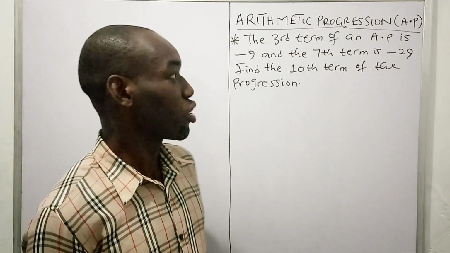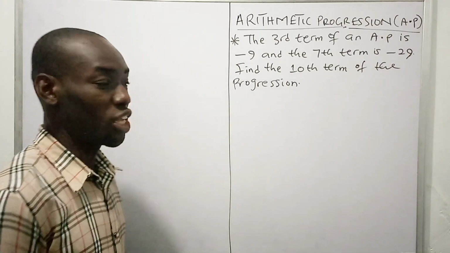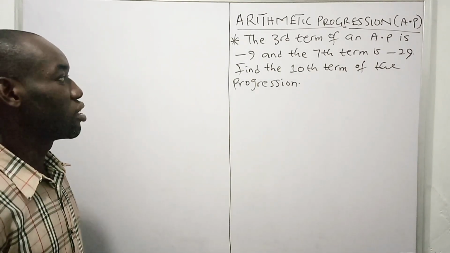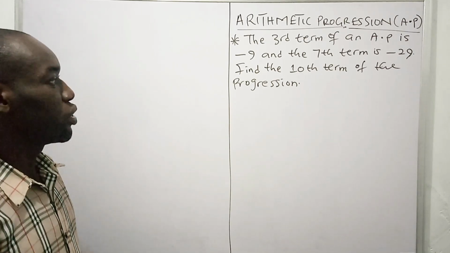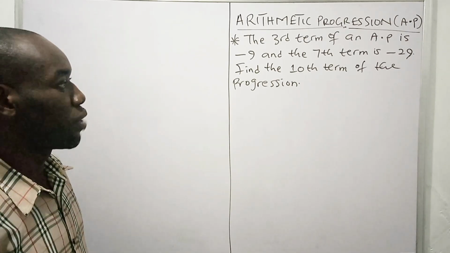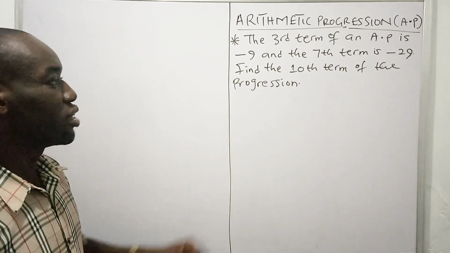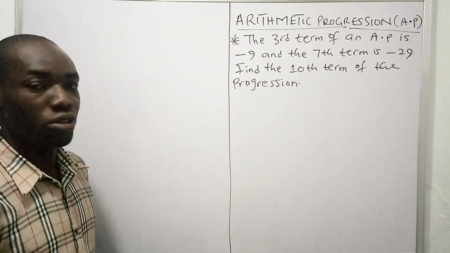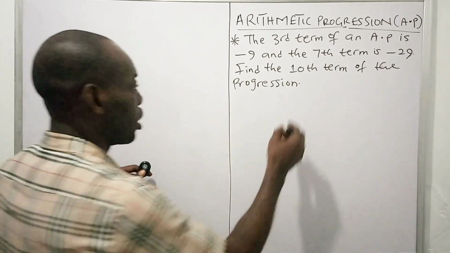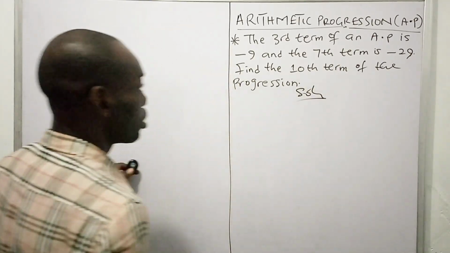On today's lecture, we're looking at arithmetic progression, known as AP. The question says that the third term of an AP is minus 9 and the seventh term is minus 29. We're asked to find the 10th term of that very progression. So quickly, without wasting time, we get to the solution.